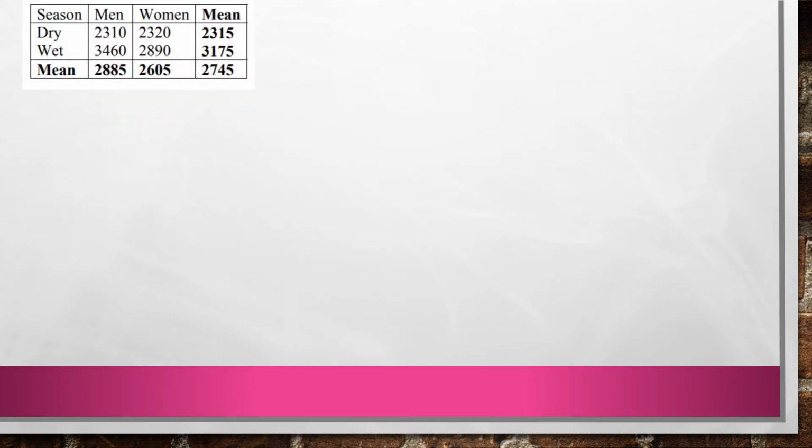So we have here two seasons, the dry and wet, men and women, and the mean. During the dry season, men and women had a mean of 2315, while in the wet season, both men and women have a mean of 3175. So overall, across both dry and wet seasons, their mean is 2745.